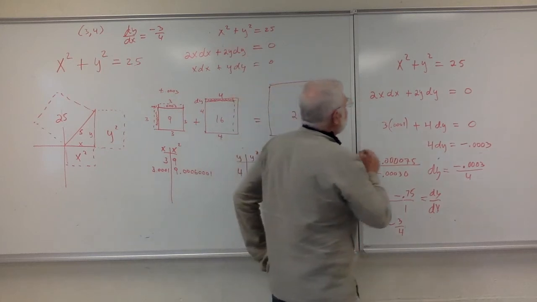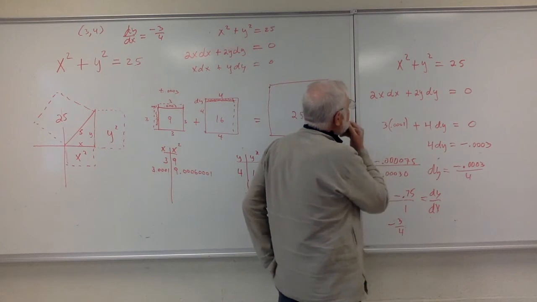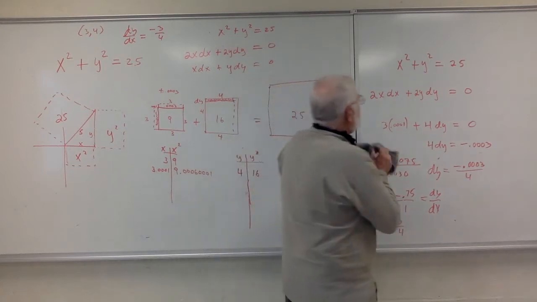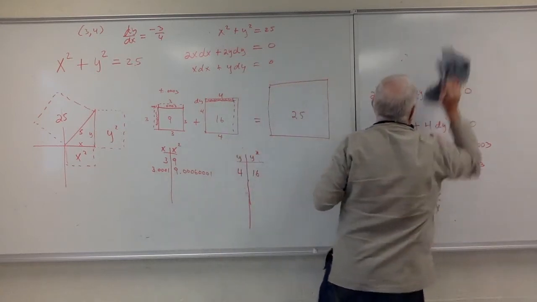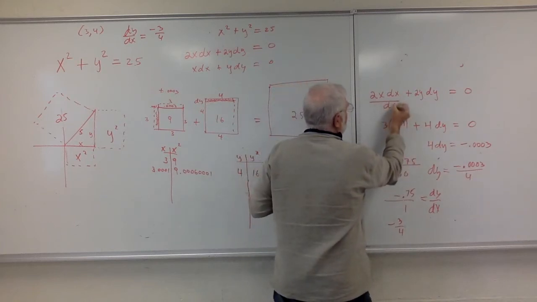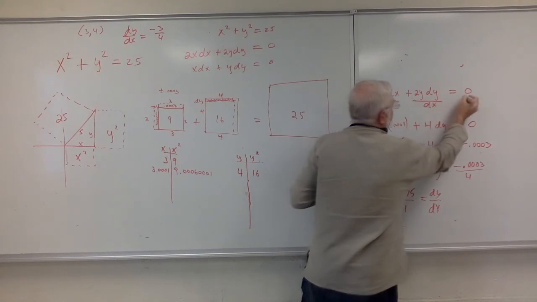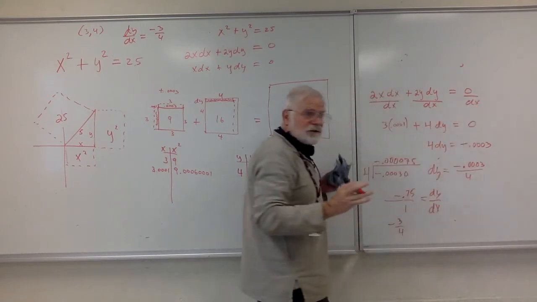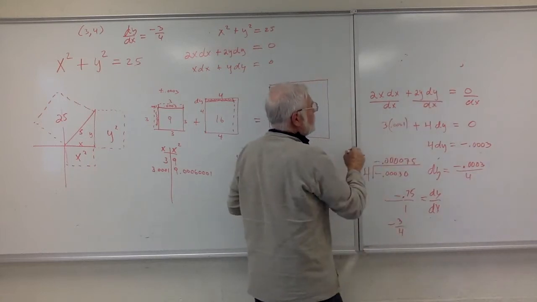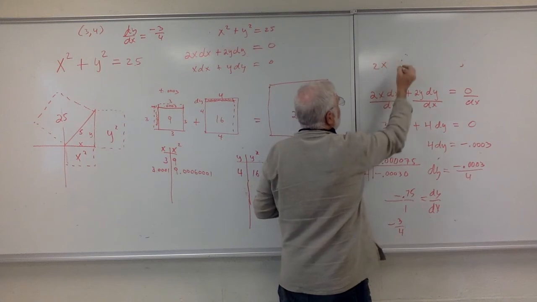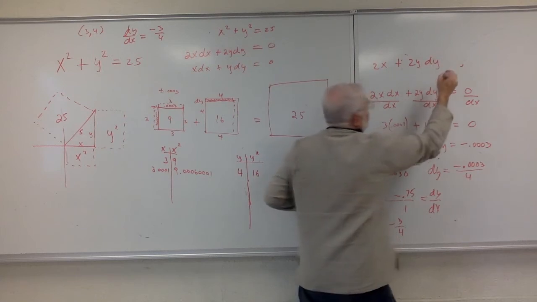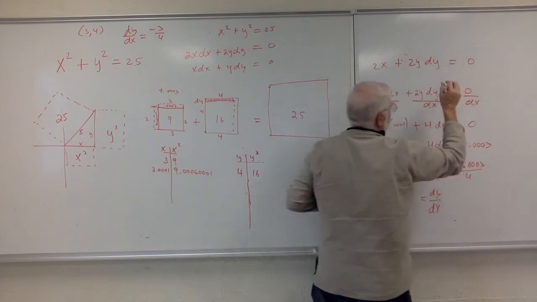What's the best way? Again, dividing by 2. I'm going to do a little erasing now. Let's go the old-fashioned route, right? Let's divide everything by dx. So there's dx, there's dx, there's dx. That doesn't algebraically change anything. This is still equal. Obviously, the dx's cancel, and I get 2x plus 2y dy/dx equals 0.